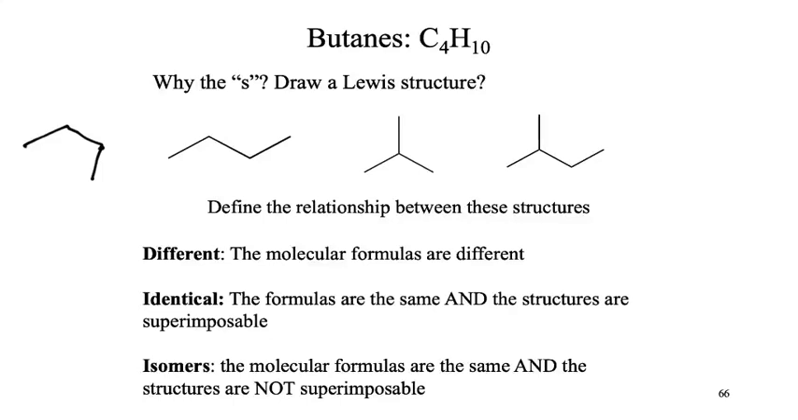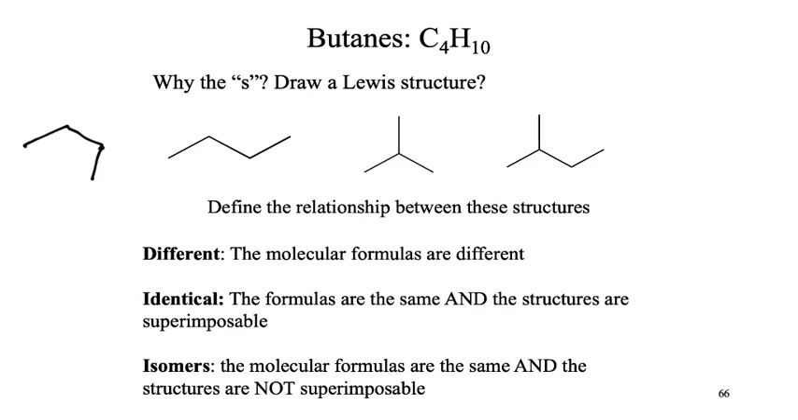In chapter 4, we were looking at these four structures and trying to define their relationships. So we identified that we've got different, identical, and isomers, right? Within that category, we came up with ways that we could think about and manipulate those to differentiate those relationships.